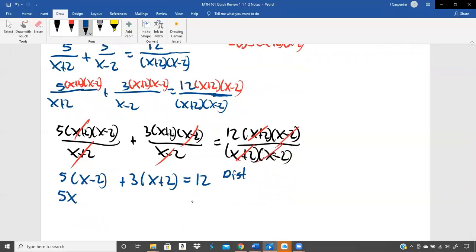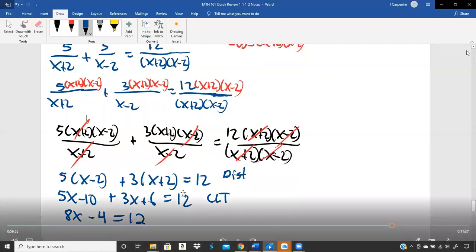So 5x minus 10 plus 3x plus 6, and then equals our 12. We now have like terms on the same side of the equals, so we're going to combine those. The 5x plus the 3x should give us an 8x. The negative 10 plus the 6 should give us a negative 4. The right-hand side will stay the same as an equals 12.